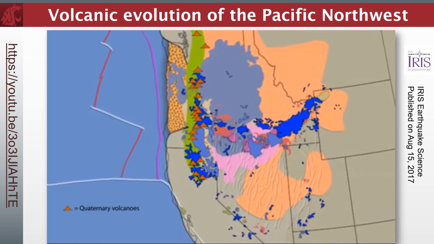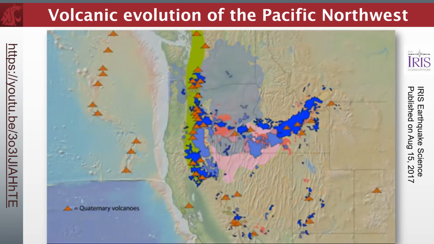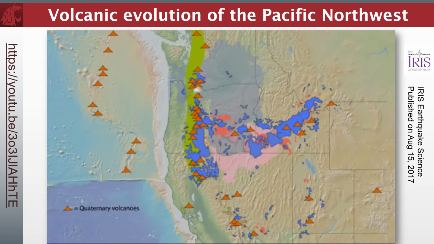The youngest basalts are concentrated along the trace of the older age-progressive rhyolites in the northern Basin and Range. In recent time, volcanism became focused on the Cascades Arc, segments of which have distinct character.